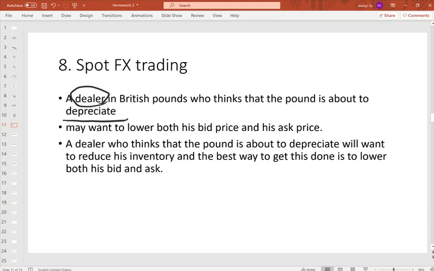Then he must reduce his cost. If he expects the pound to depreciate, he must reduce his inventory in the pound. And how does he reduce his inventory? He needs to lower his bid price and also his asking price. Why? Let me show you an example.